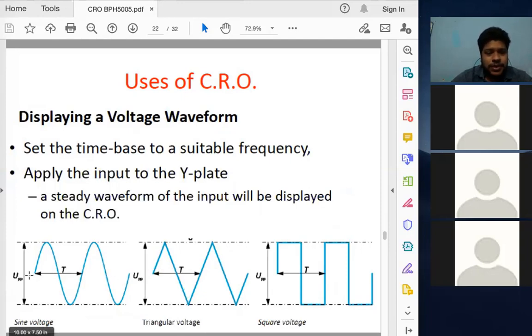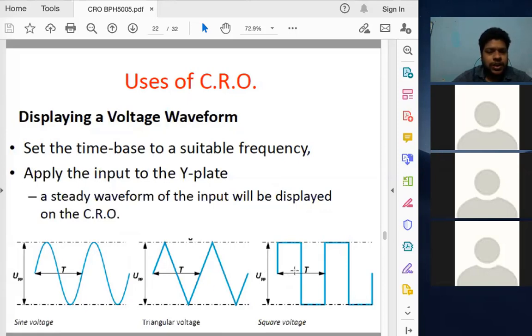But the concept of this time period and peak to peak voltage remains the same, whatever shape of the signal is. So these things matter for understanding the nature of the signal. Like this is a sinusoidal wave voltage, this is a triangular voltage, this is a square voltage.